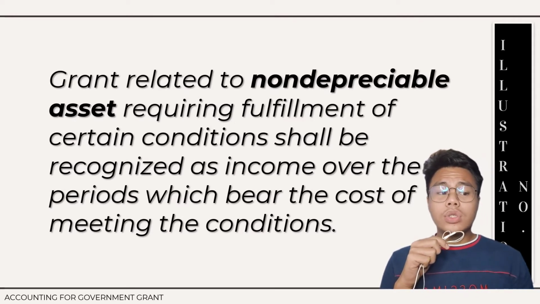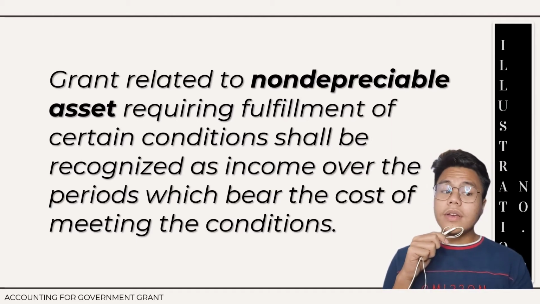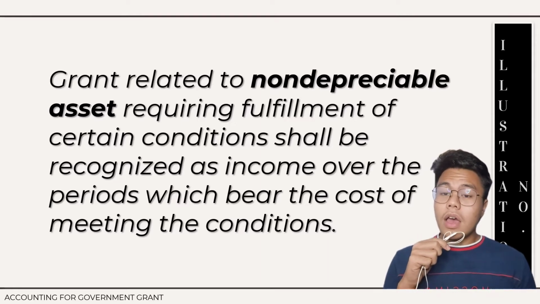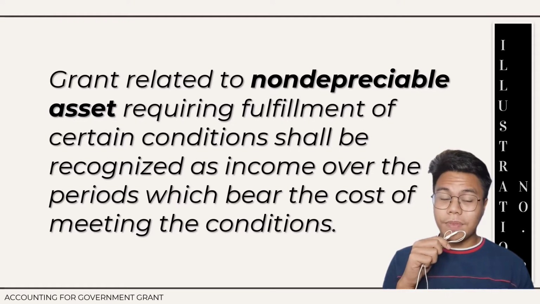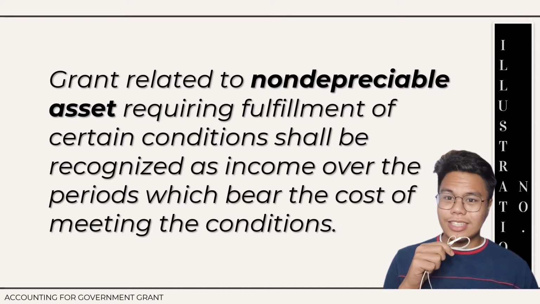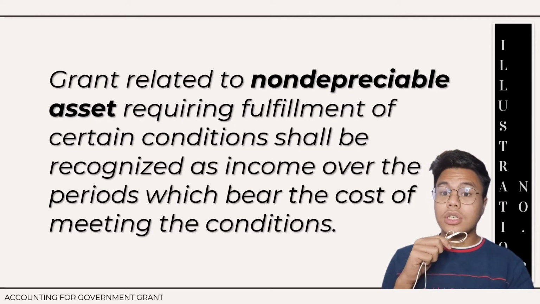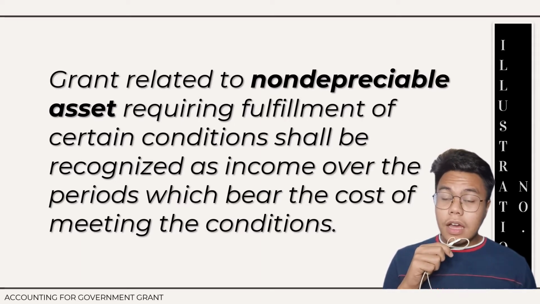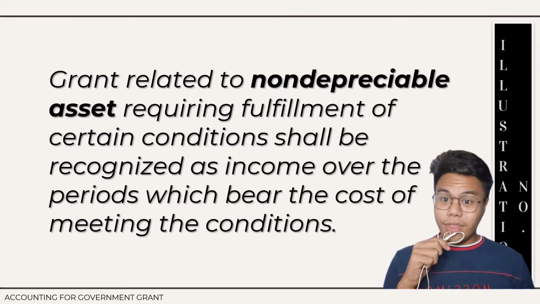So a grant related to a non-depreciable asset requiring fulfillment of certain conditions shall be recognized as income over the periods which bear the cost of meeting the conditions, meaning the construction. As I stated just now, International Accounting Standard number 16 requires that construction of an asset shall be recognized as well. So how do we treat this? What is the accounting for this?